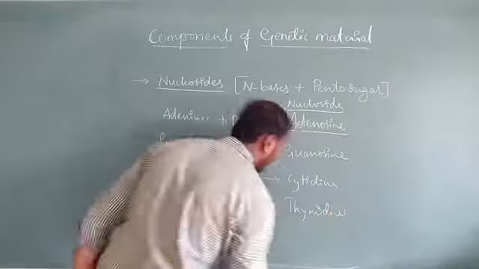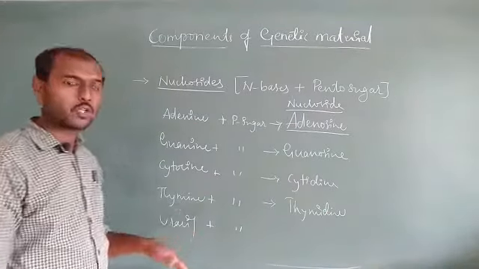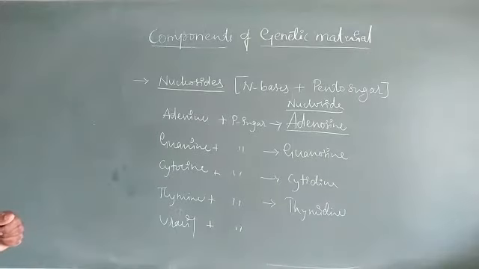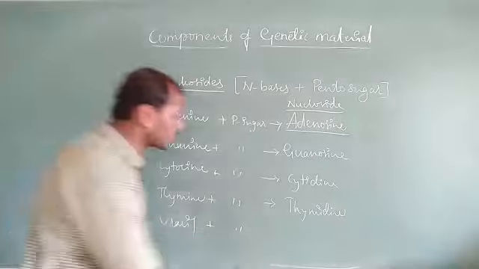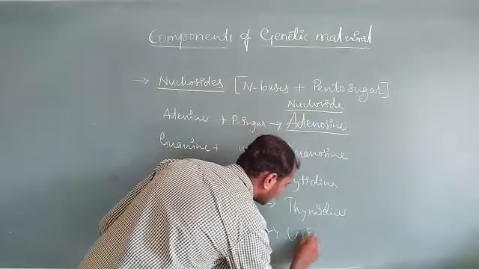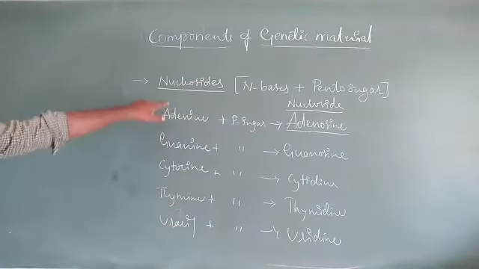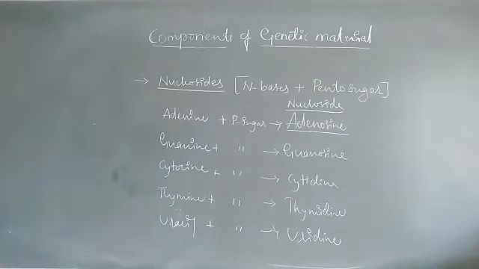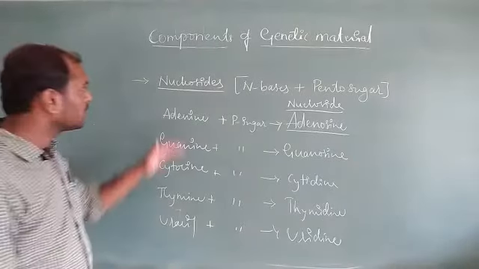Okay, is going to form what? Thymidine. And uracil is going to react with the pentose sugar, which is called uridine. So these all are what? The nucleosides. That is uridine, thymidine, adenosine, guanosine as well as cytidine. So these all are the nucleosides.